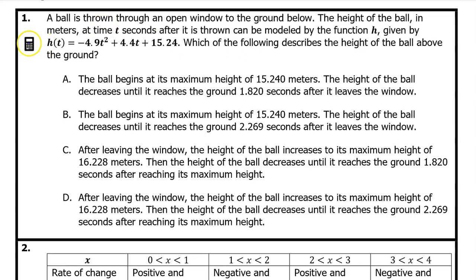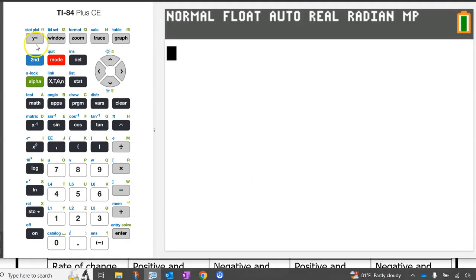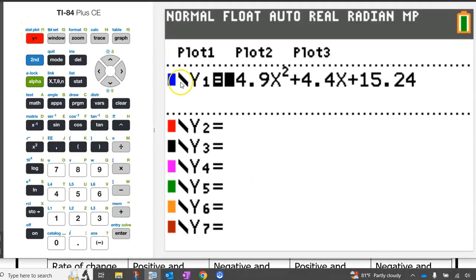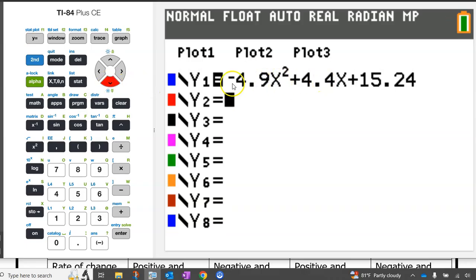This problem is calculator active, so let's go ahead and enter this equation as y1 in our graphing calculator. You want to hit the y equals button and type in the equation just like this. Notice that we have to use x instead of t, and for a negative sign in the front, make sure you use this negative, not this minus.